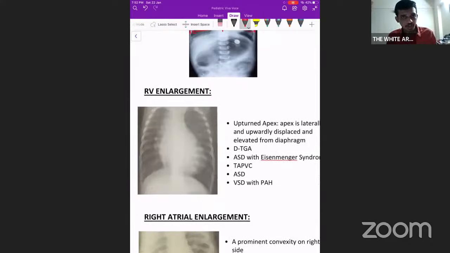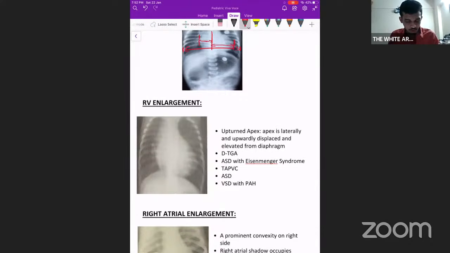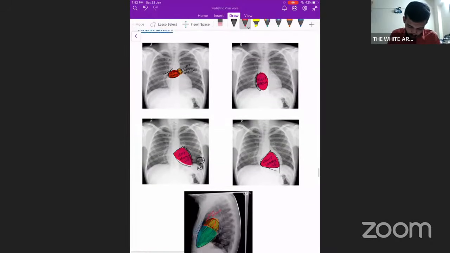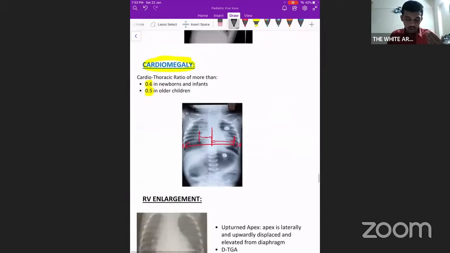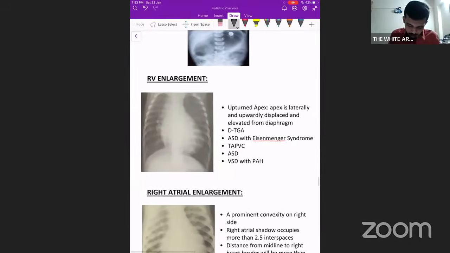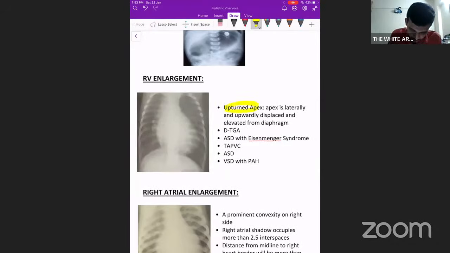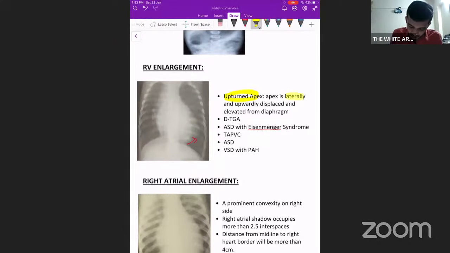Then comes right ventricular enlargement. As we saw, this is your right ventricle, correct? When this right ventricle enlarges, it will push the heart up, because below is the diaphragm, it cannot go any further downwards. So the only way is to push the heart up. So in right ventricular enlargement, the characteristic finding is the upturned apex. As we saw over here, the apex is upturned, laterally and upwardly displaced and elevated from the diaphragm.